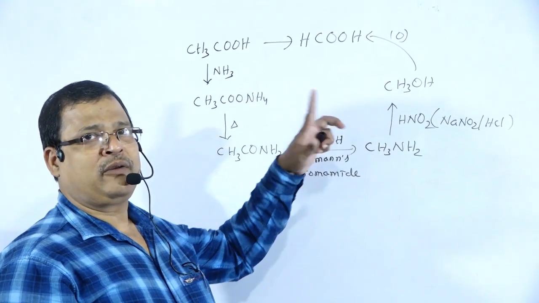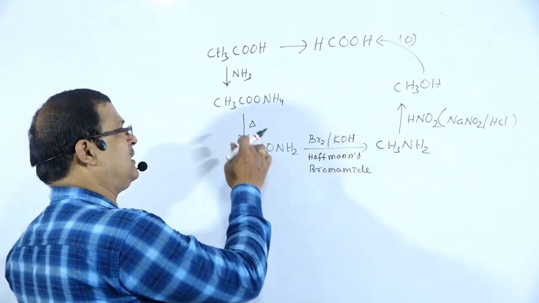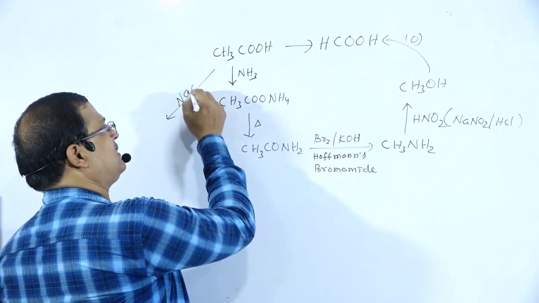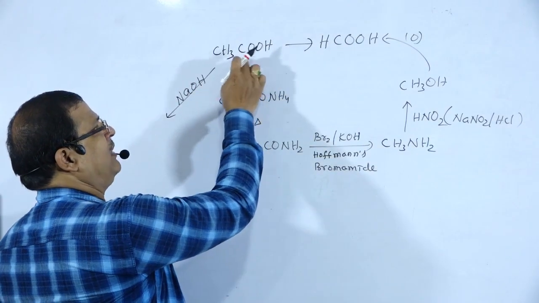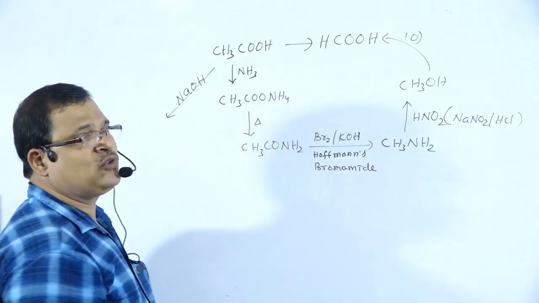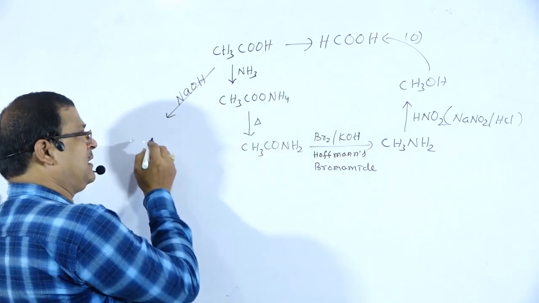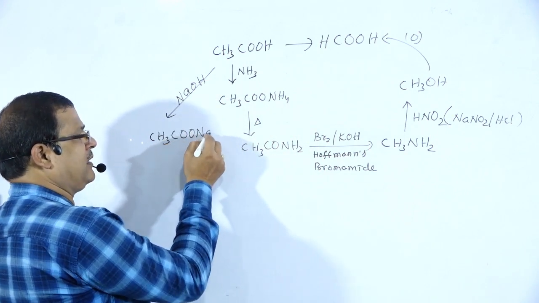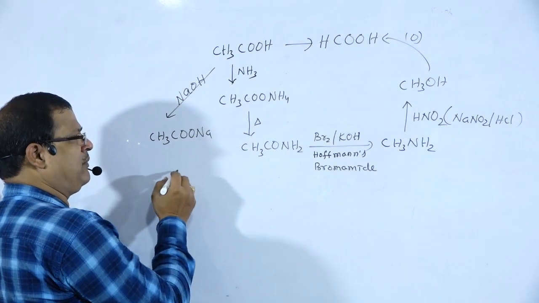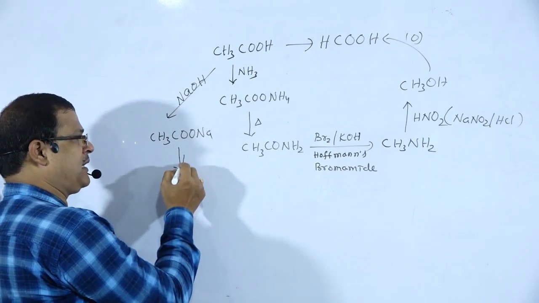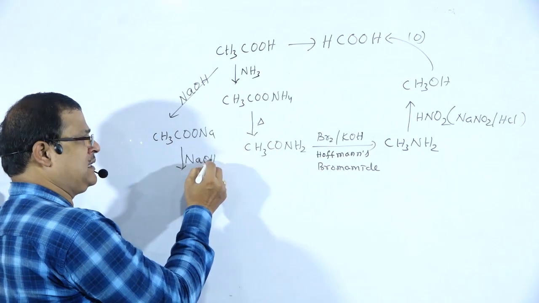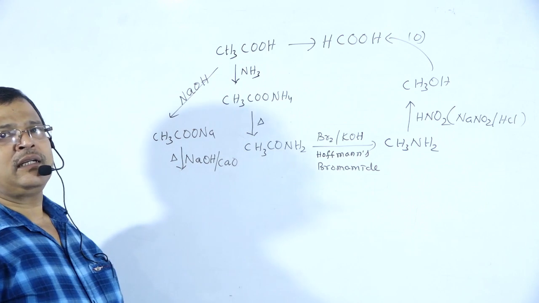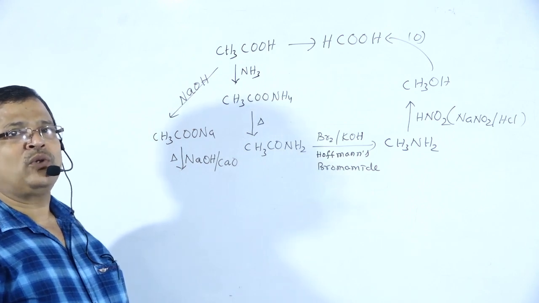In another manner you can also proceed. This is the carbon atom decrease. Acetic acid treated with sodium hydroxide forms CH3COONa, that is sodium acetate. This compound is again treated with NaOH and CaO, that is heated with sodium hydroxide and CaO, which is known as soda lime.